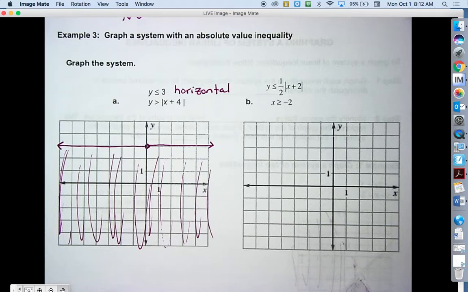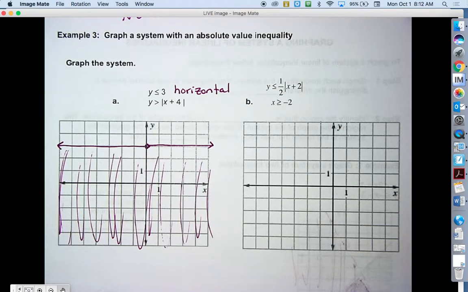All right, the next one. We've got these absolute value bars in the graph. Where is the vertex of the absolute value graph? So what is the vertex of this graph? y is greater than the absolute value of x plus 4. Meaning, what direction does this graph move? What's that +4 do to the graph? How does it shift it?